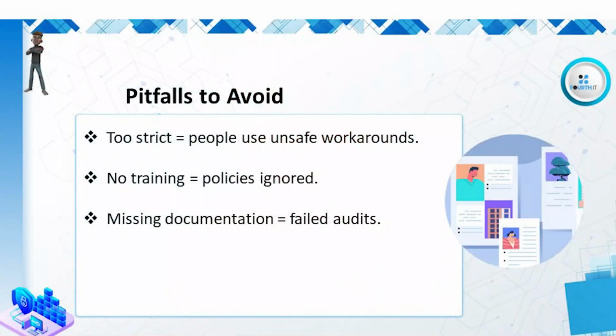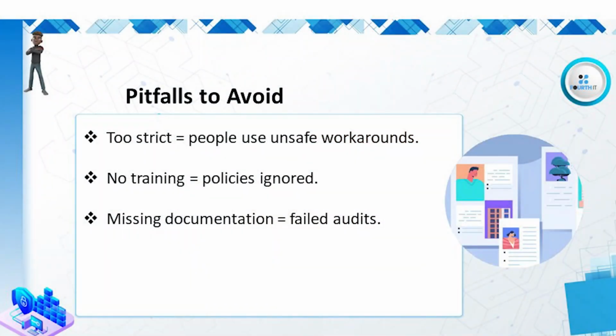Now, what are some of the common pitfalls to avoid? Overly restrictive policy. If your rules are too strict, people will find workarounds. And so you need to make sure that you have a balance. Scripture says that false balance is an abomination. So you need to have a good balance, and balance security with usability.